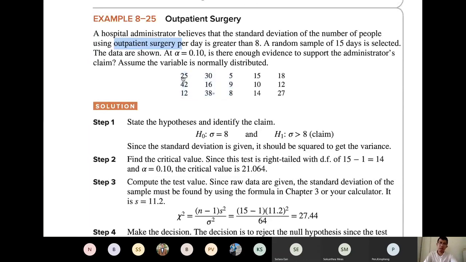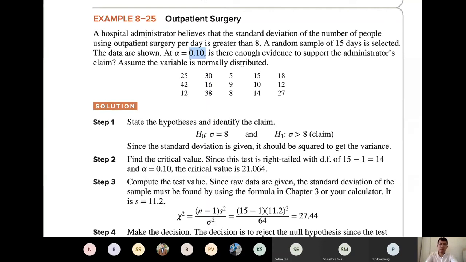One day there are 25 patients who use the outpatient surgery on this specific day, and there are 30 patients using the service on another day, and so on. And then we want to use a significance level of 0.10. So we want to know if there is enough evidence to support the administrator's claim.